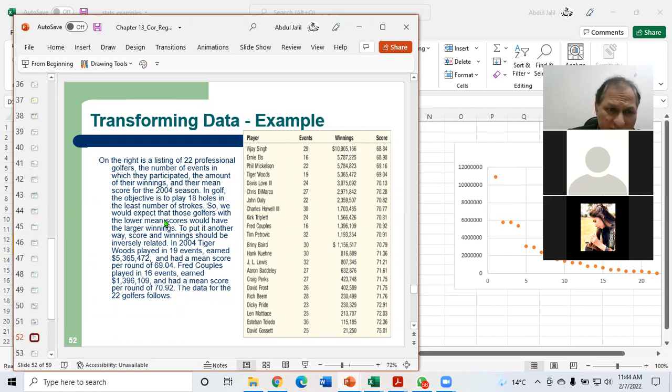In golf, the objective is to play 18 holes in the least number of strokes. So we would expect that those golfers with the lower mean scores would have the larger winnings, right? To put it another way, scores and winnings should be inversely related. Your amount will be high if your score is low. In 2004, Tiger Woods played in 19 events, earned this much amount and had a mean score this much. Another player in 16 events earned this much and had a mean score this much. The data of the qualifier golfers are given as follows.